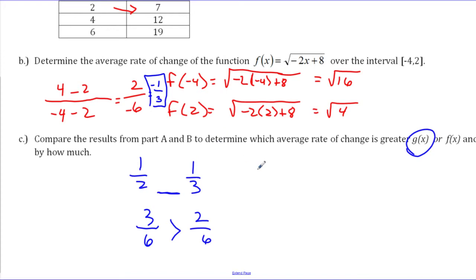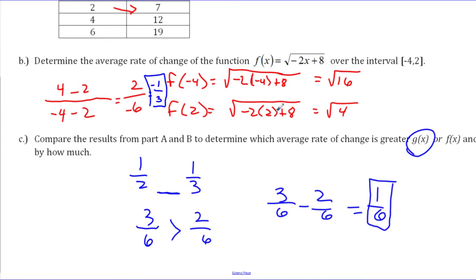It's asking us by how much. We are going to say by, well, if I do 3/6 minus 2/6, okay, it looks like it is 1/6 larger. So I'm going to say that the average rate of change of g of x is 1/6 larger than f of x. Okay, so that's using average rate of change, comparing them, and being able to say that one is larger than the other.